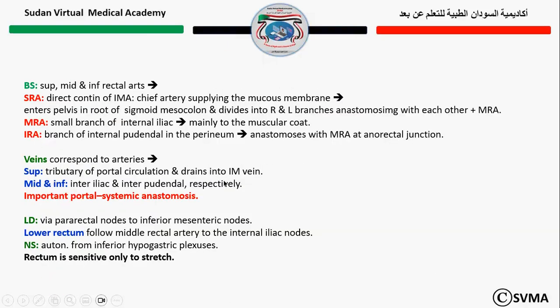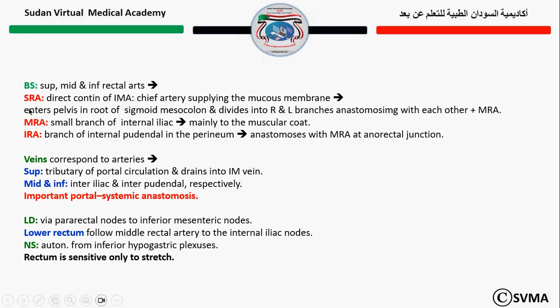Now we move to the blood supply of the rectum. The rectum has got superior, middle, and inferior rectal arteries. I'm not going to repeat that again, but we spoke about that when we spoke about the pelvic walls, that they come from different origins. The superior rectal artery is actually the direct continuation of the inferior mesenteric artery.